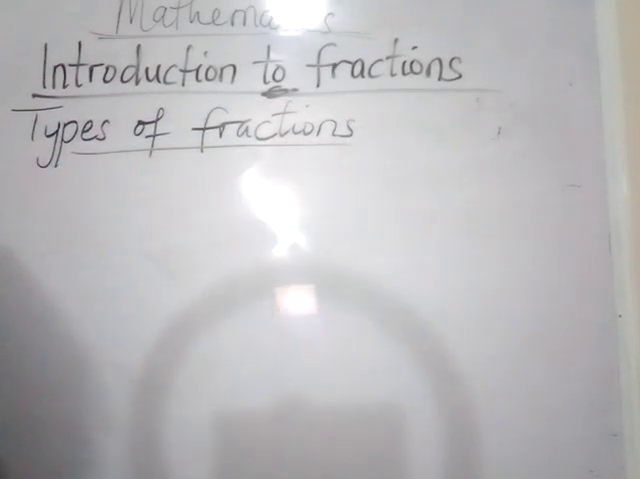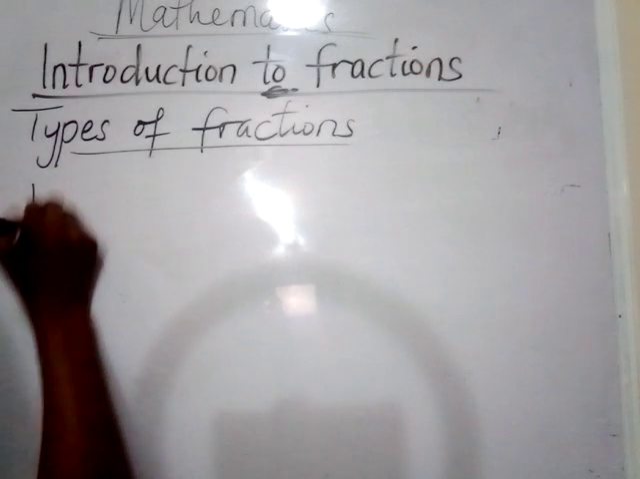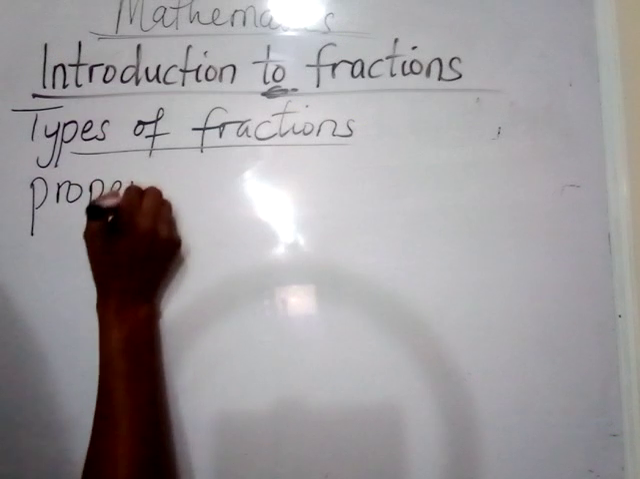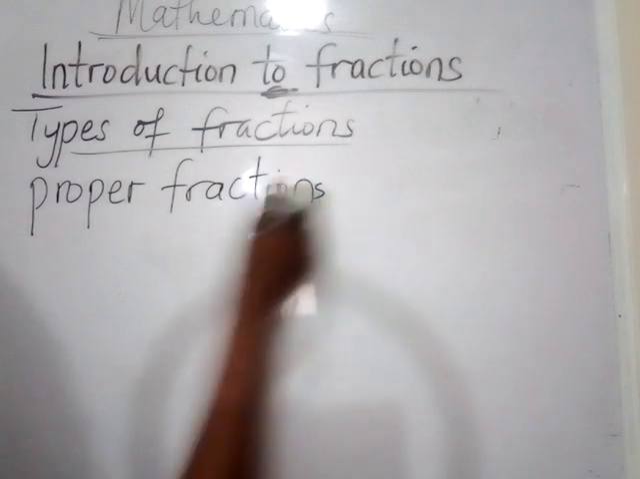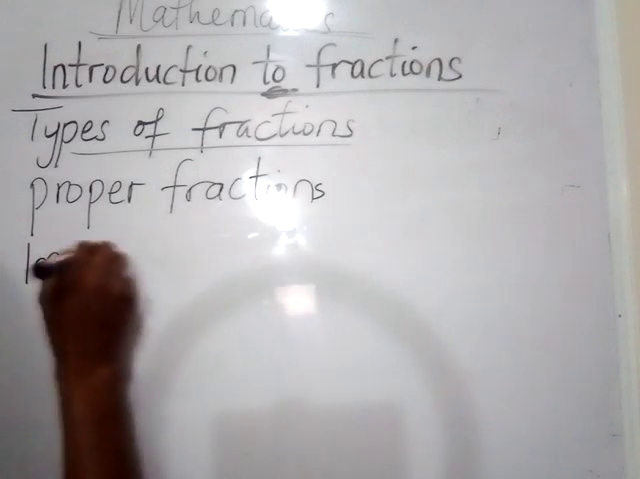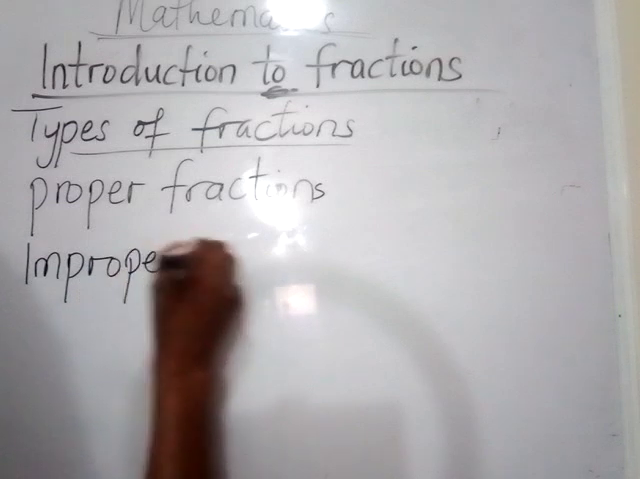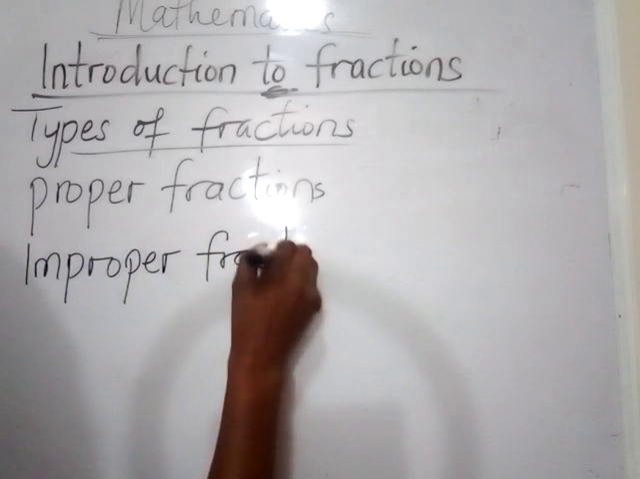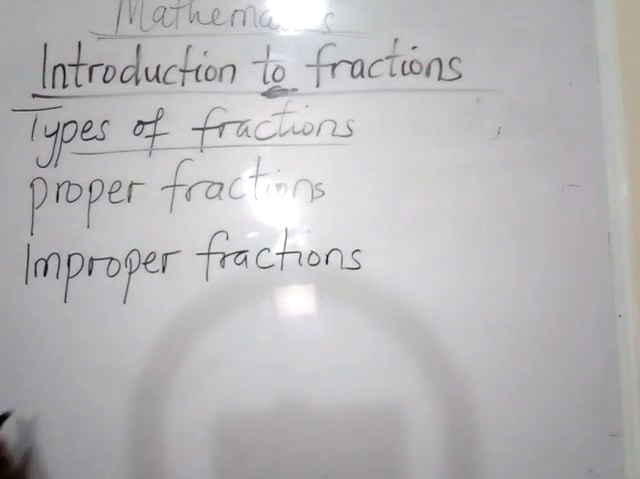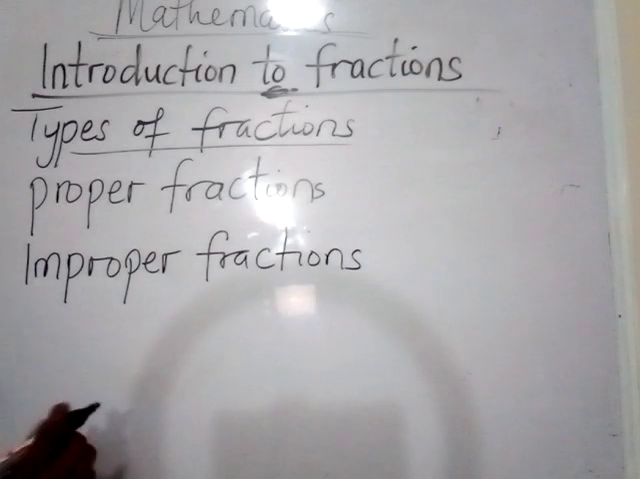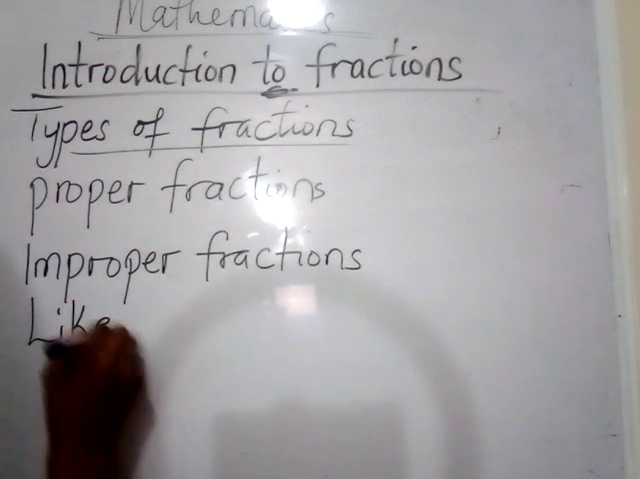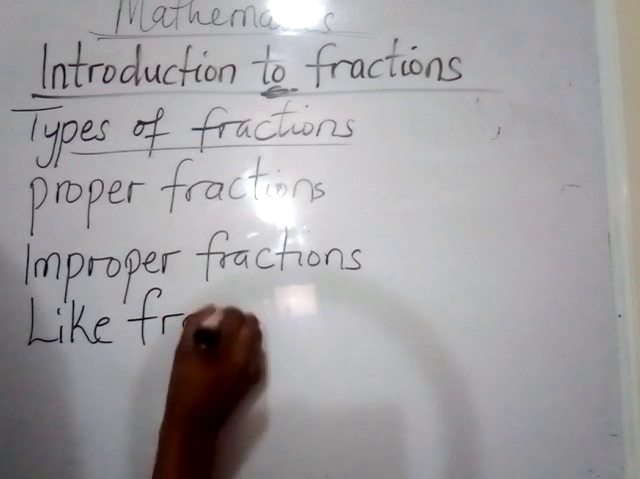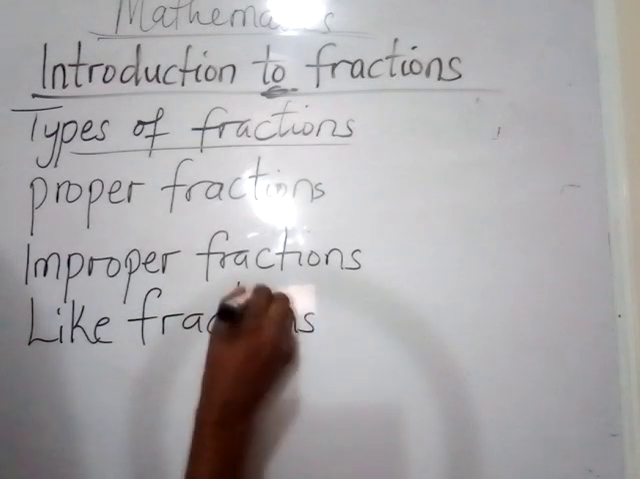So looking at types of fractions, we have proper fractions. We look at them briefly. Proper fractions, improper fractions. Then we have like and unlike fractions. We will stop here for now. There are other types, like fractions, then lastly unlike fractions.